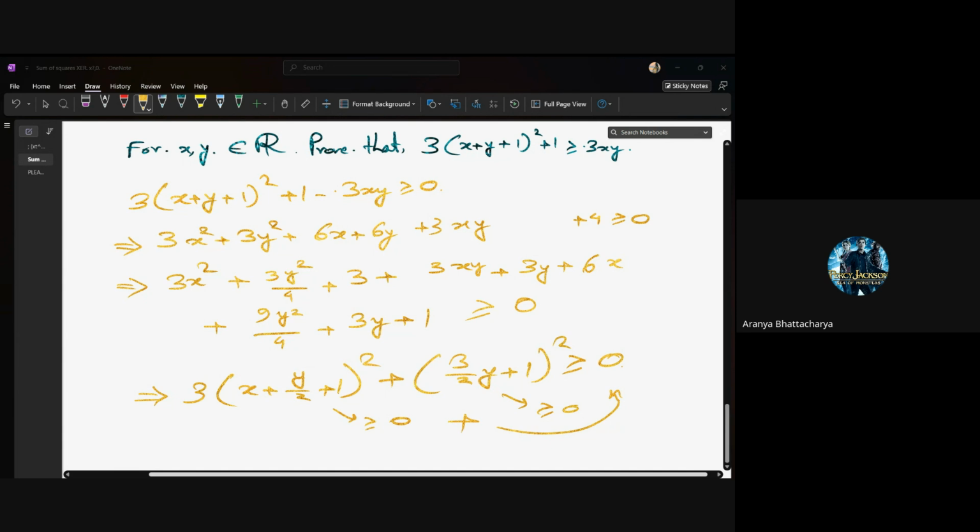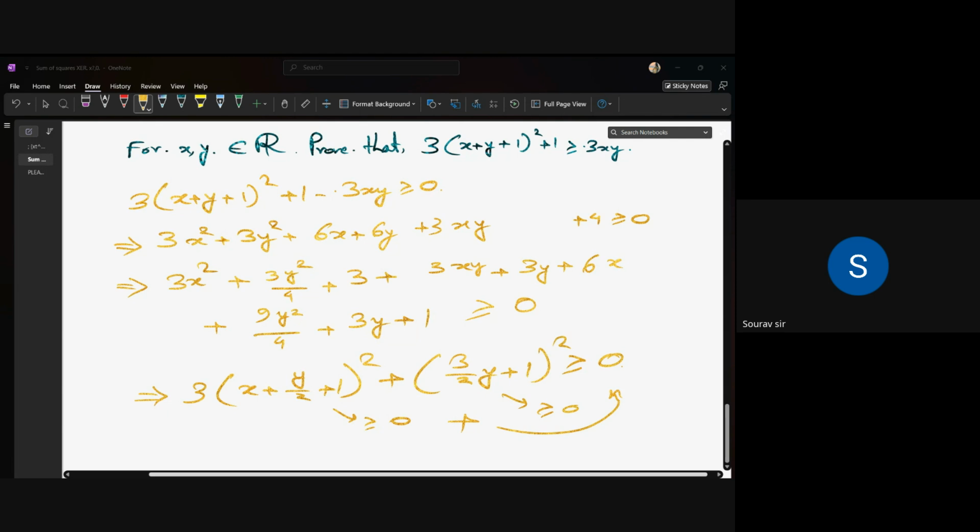Ma'am, sir, I didn't understand what we did. So actually, I have to prove that 3 times x plus y plus 1 whole square has to be greater than or equal to 3xy. Okay. So if this is so, then we will have that minus 3xy is greater than or equal to 0.